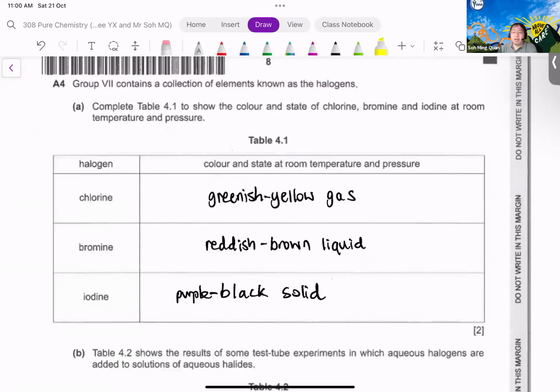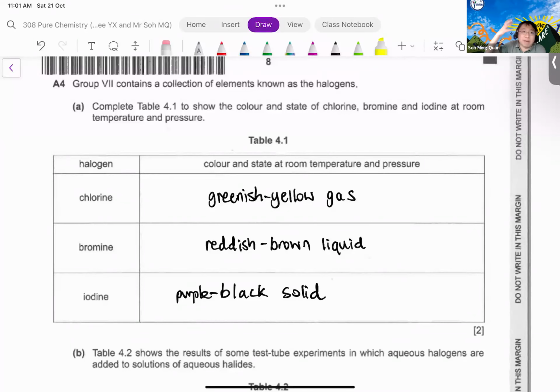However, the candidates in 2022 didn't know the colors or the states. Color and state means what? You need to get the state, gas, liquid, solid correct. You must get the color correct. So just look at it, guys. Many of you didn't write greenish yellow or yellowish green for chlorine. Many of you didn't write reddish brown for bromine. You wanted to write brown. That's wrong. Many of you didn't write purple black. Some of you thought that iodine was brown. It's not. Iodine is a brown solution, but as a solid, it's black.